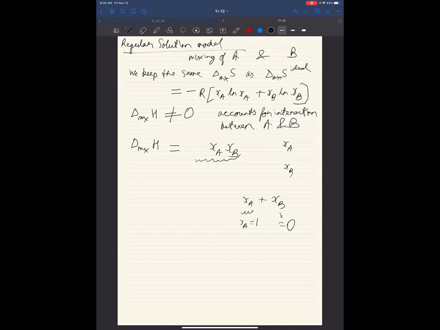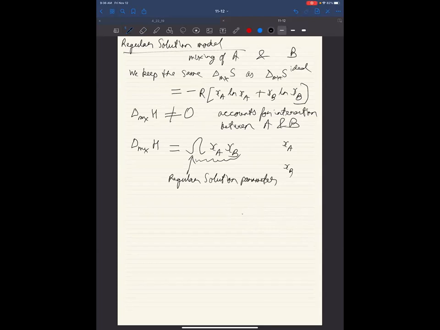You can have more complicated things. Why stop at product? You could have XA square multiplied by XB, right? So regular solution model stops at XA and XB. So you can see the more you have different number of A and B, the higher it's proportional to both A and B. And it has a proportionality constant, which we call omega. Okay, so this omega is known as the regular solution parameter.